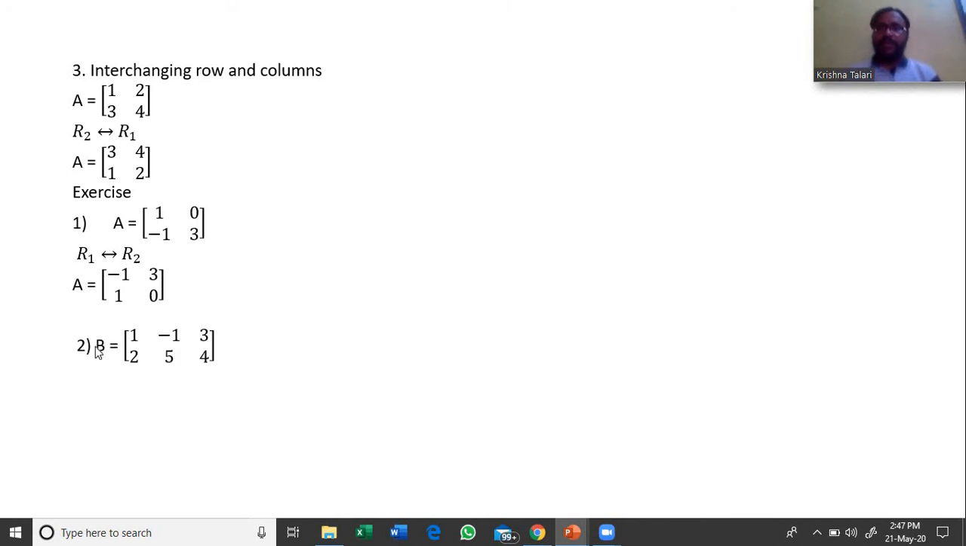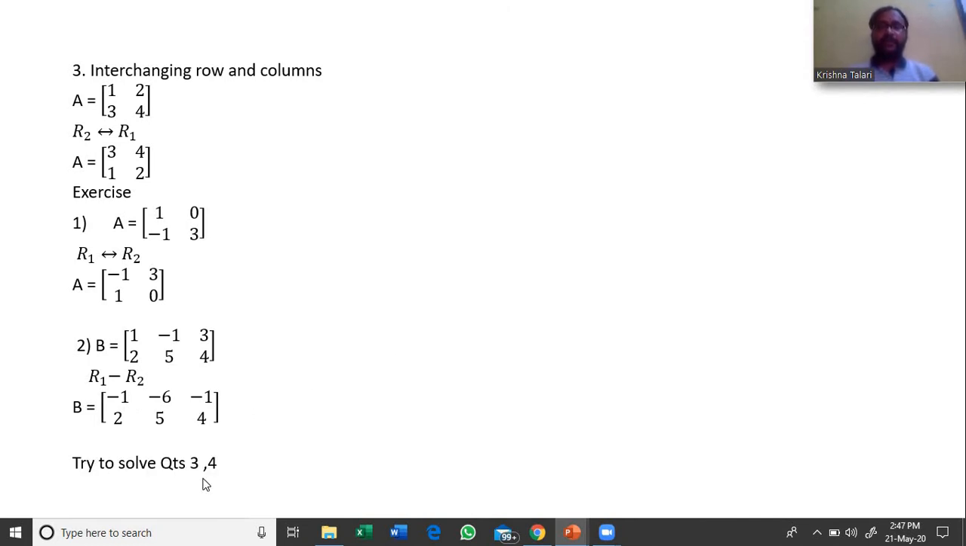Okay. Then in your second question, you are given a matrix of order, if you recollect, 2 by 3: 2 rows and 3 columns. It is R1 minus R2. That is, I am supposed to subtract the second row from the first row. That is, 1 minus 2 would be minus 1. Minus 1 minus 5 would be minus 6. 3 minus 4 would be minus 1. Please remember, remaining elements in the second row will be unchanged. This is what will be your final answer.